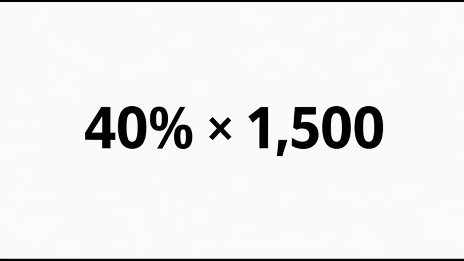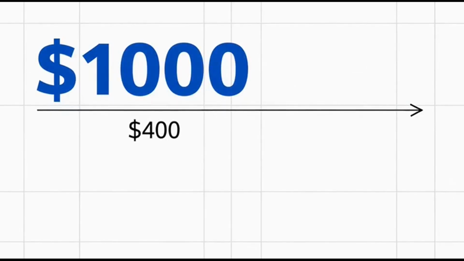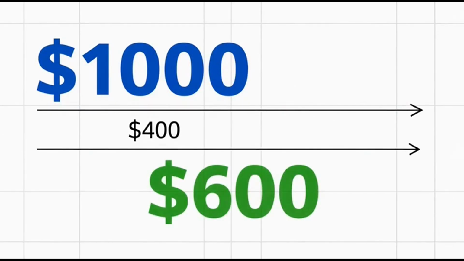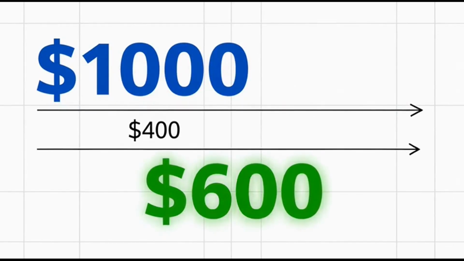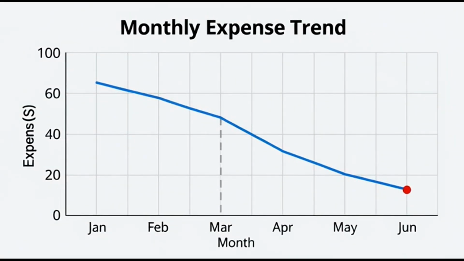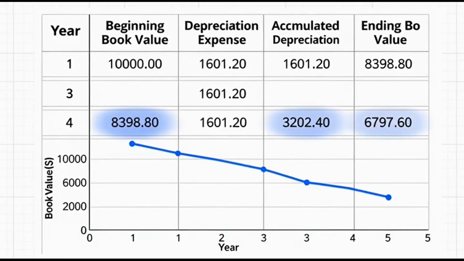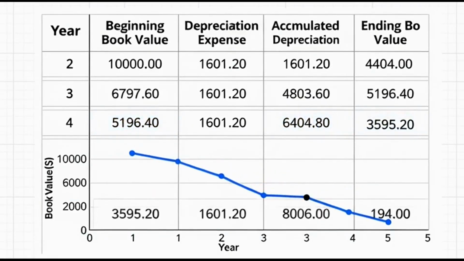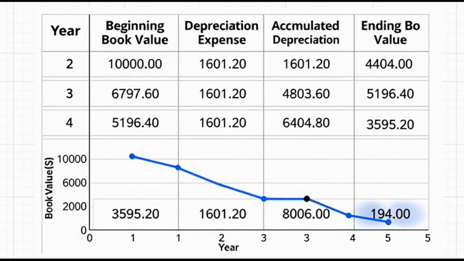Year 2 calculation uses the new book value. Depreciation becomes $600. Notice how the expense decreases. Each year, subtract the expense from last year's value. Repeat this for each year until year 5.